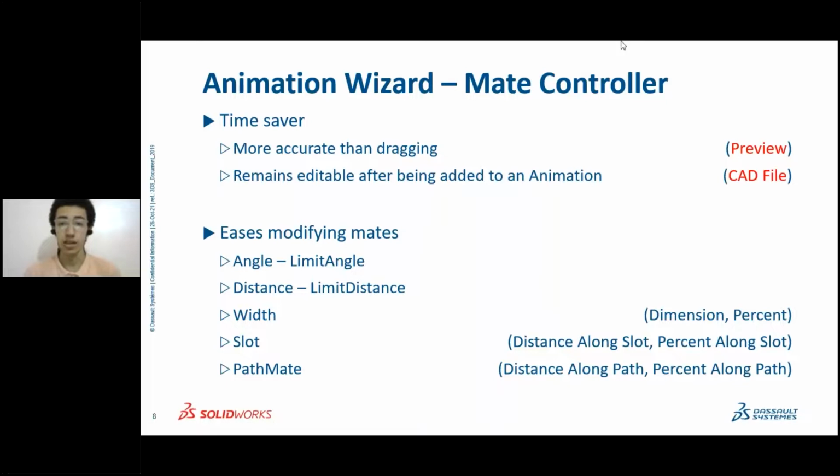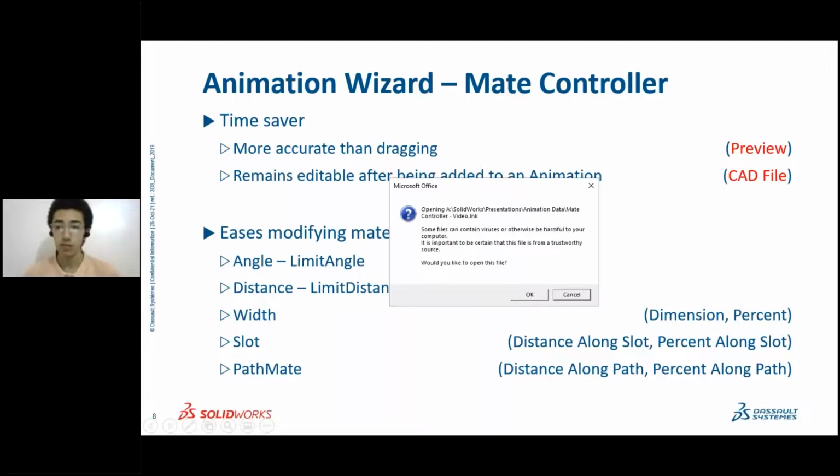It's way more accurate than dragging key points by hand, because I can have numerical inputs, and it's also editable. So when I make the mate controller, I can import it into my animation and change it later on if I want to. Let's see an animation I made using a mate controller.